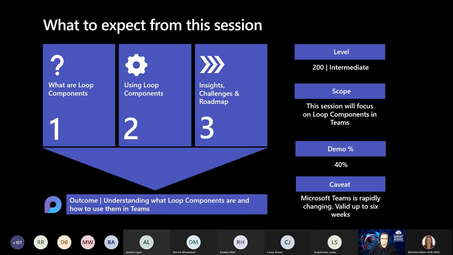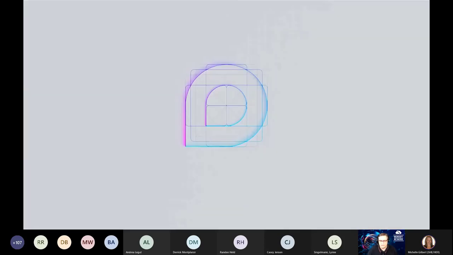And of course, the caveat is that this is valid for 6 weeks or so. Microsoft is updating things all the time, and personally, I am expecting that they will announce something at Build at the end of May, which is roughly 6 or 7 weeks away. Some of the stuff will be outdated by then, and some of it won't. But we can start with a short video first, just 1 minute, so you know how Microsoft announced Loop.